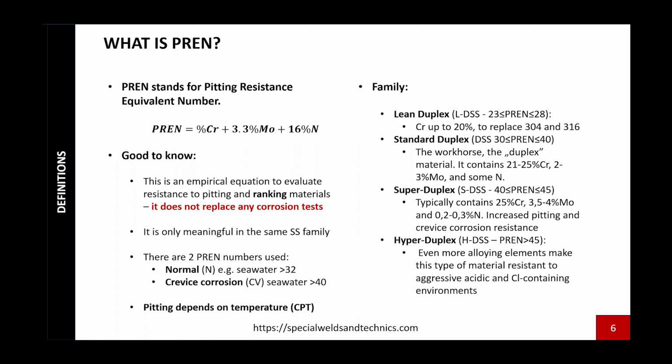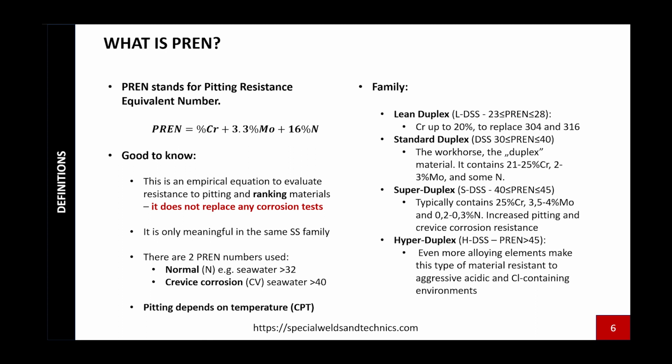As a rule of thumb, we can say the higher the number, the higher the corrosion resistance. But again, this is only theoretical. We use this number in the same stainless steel family. It doesn't make any sense to calculate the PREN for a nickel base alloy and compare it against any stainless steel materials.